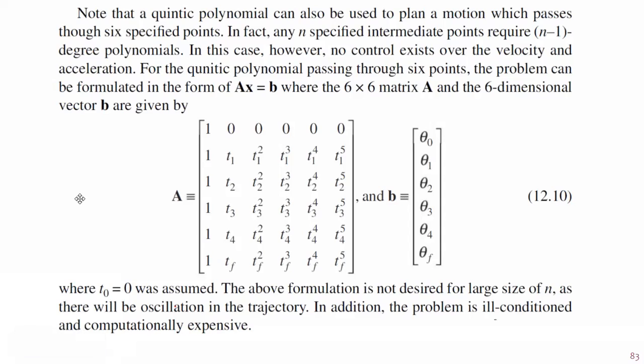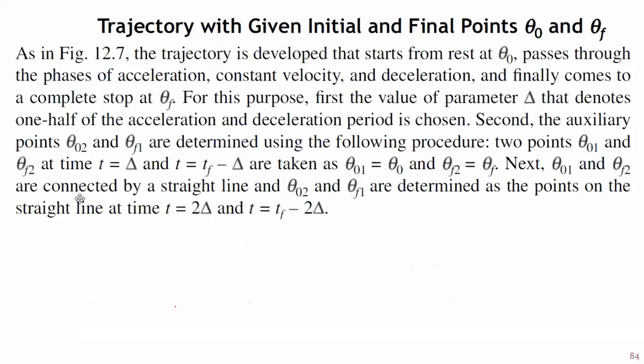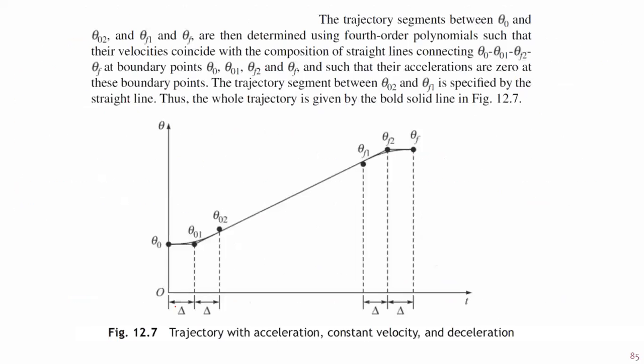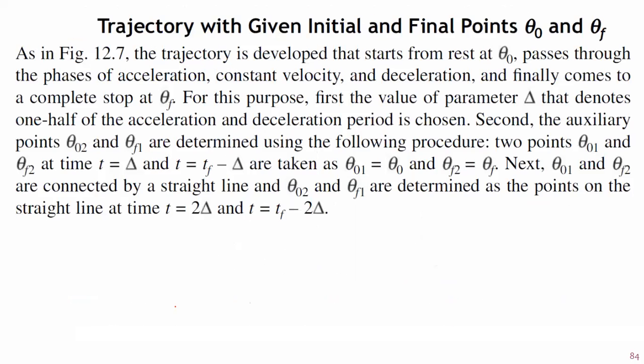where t naught is equal to 0 was assumed. The above formulation is not desired for large size of n as there will be oscillation in the trajectory. In addition, the problem is ill-conditioned and computationally expensive. Now, trajectory with given initial and final points theta naught and theta f, as in figure 12.7.